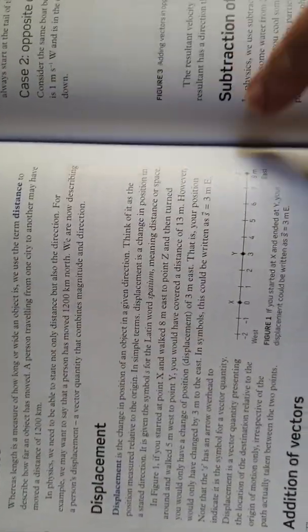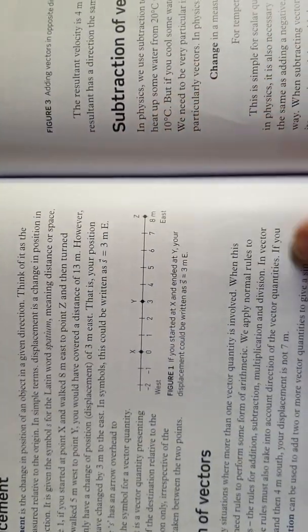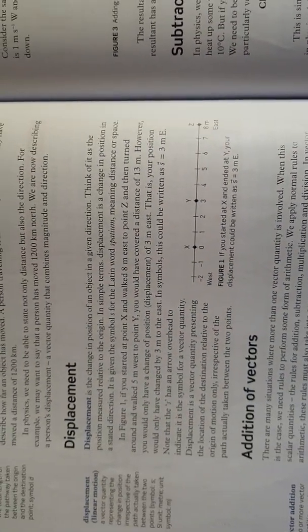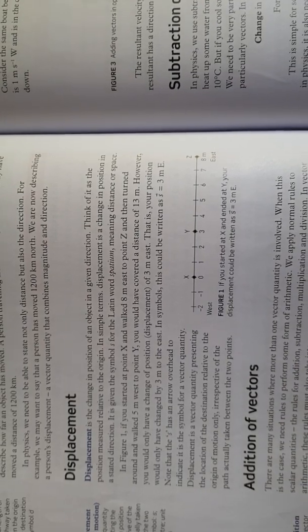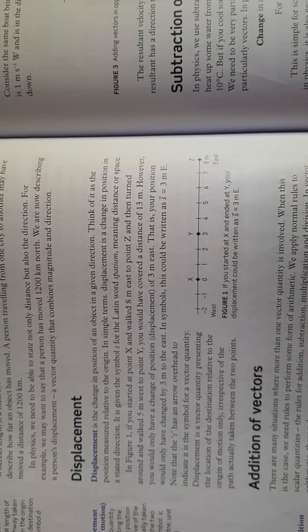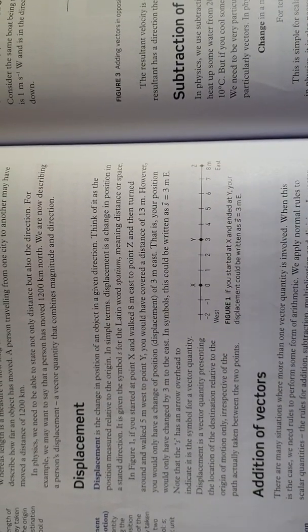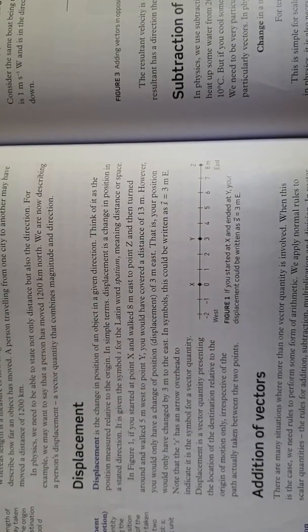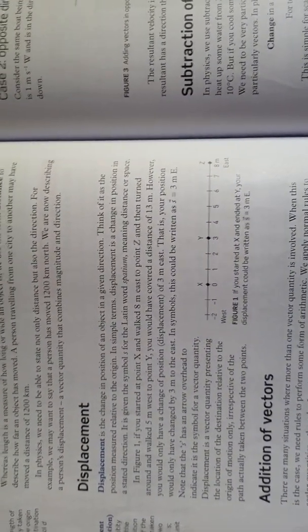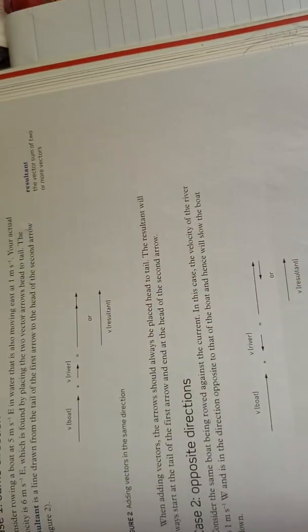All right, distance and displacement we talked about already. Displacement is going to have a direction. It could be shown as east or west, or it could be shown as positive or negative if you've declared somewhere that east is going to be the positive. The interesting thing here now is they get on to adding vectors.